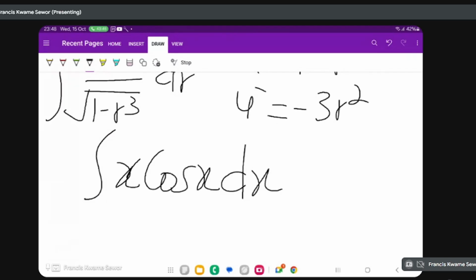Why do you think you are going to by parts? Why are you going to solve this by parts? Because there are two different kinds of functions. x is linear and then cos x is a trigonometric function. Very good. That's it. We are done for today. Have I achieved my goal?